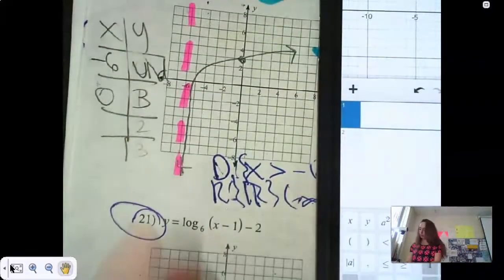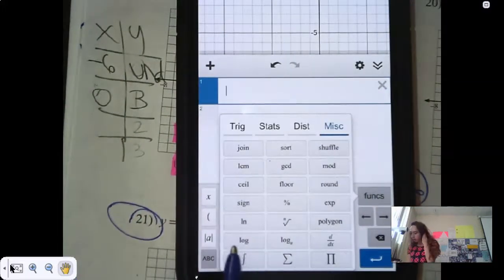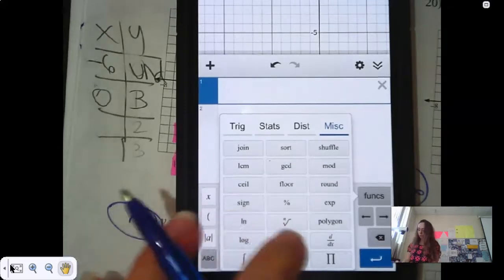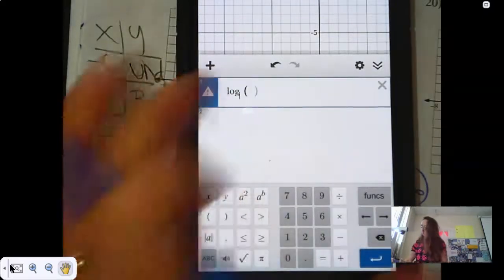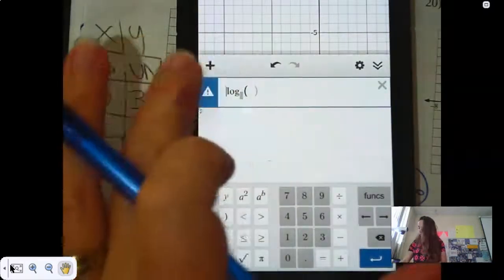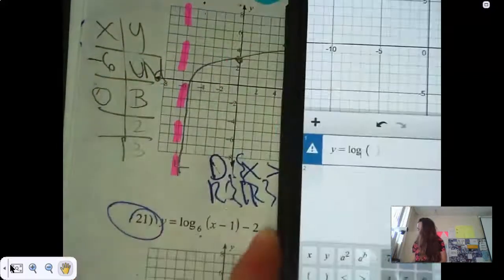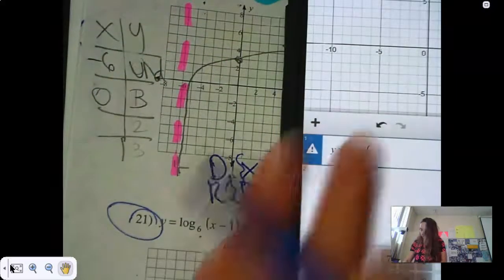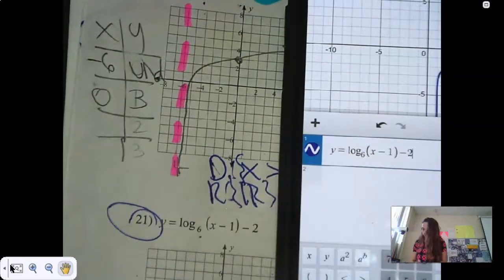All right. So I'm going to go log. Do you notice how it says base 6? So what you're going to do is you're going to go to the Functions button and go to Miscellaneous. If you look, there's a log and a log with a little a. If I tell you the base, then you need this one. If I don't tell you the base, then it's going to be base 10, and you won't need to put any base, so you can just use that. So y equals, and let's go back here, so it says log 6, and then now I just go x minus 1, and I go minus 2.